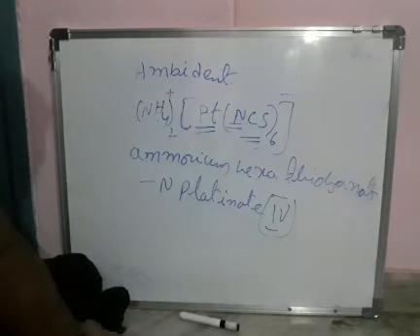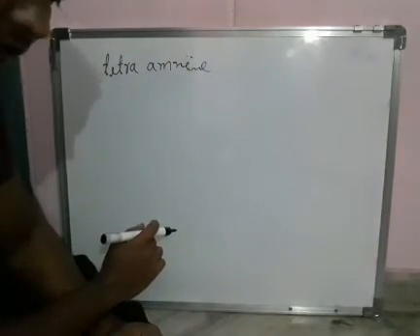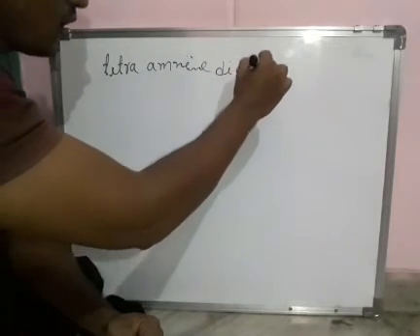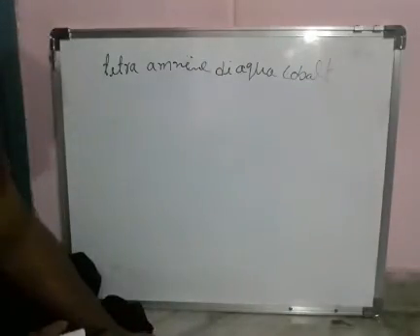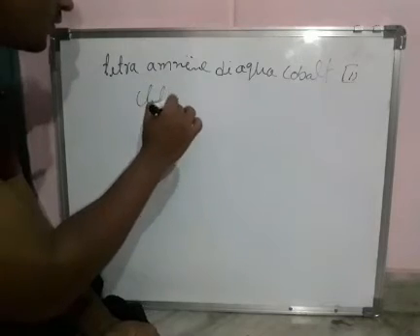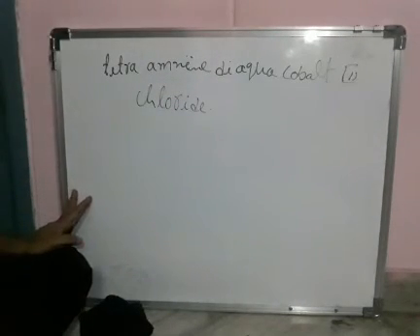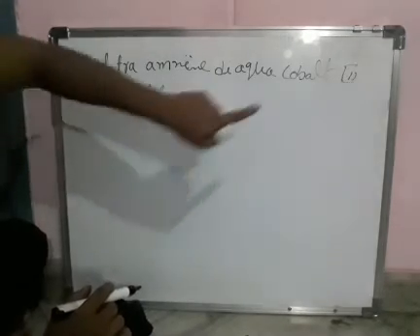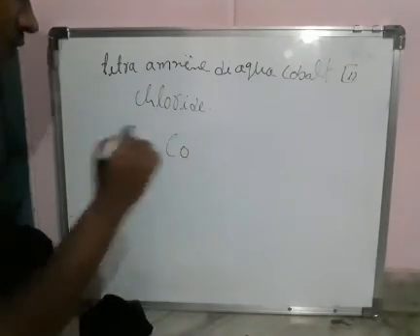Okay, so let us take some examples here. Tetraamminediaquacobalt(III) chloride. So how can we write the formula of the given IUPAC name? What is the first rule? We have to pick up the central metal atom. Here cobalt is there, so Co, cobalt.